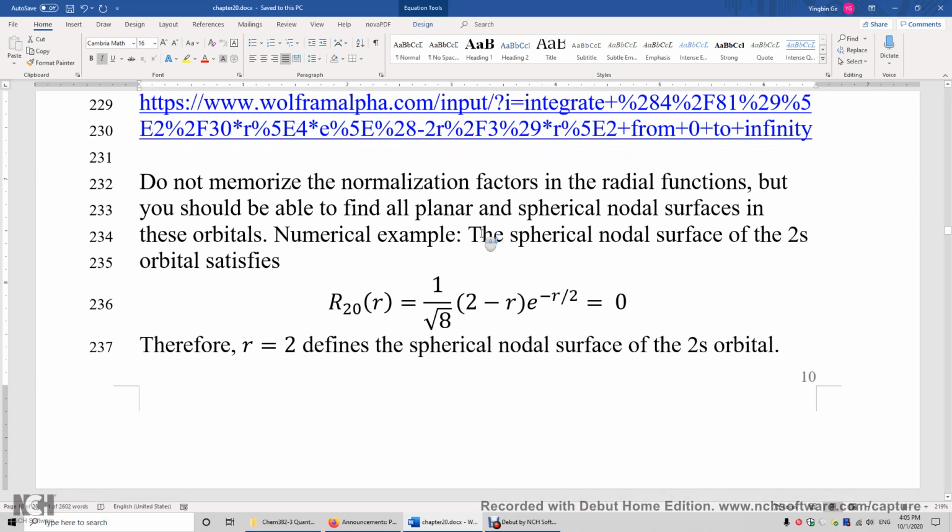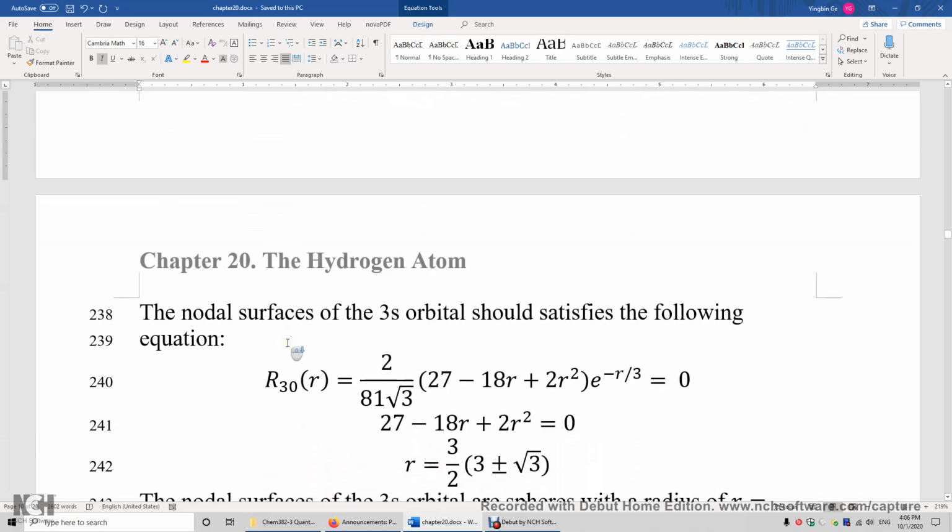However, I want you to again pay attention to the nodal surface, because when you look at this wave function, this is the radial part of the 2s orbital. So again, this is n equals 2, L equals 0. When L is 0, this is 2s orbital. I want you to be able to find where the nodal surface is. When r is equal to 2, this function is 0. So we have a spherical nodal surface when the radius is 2.